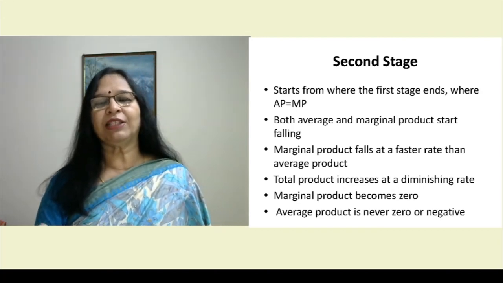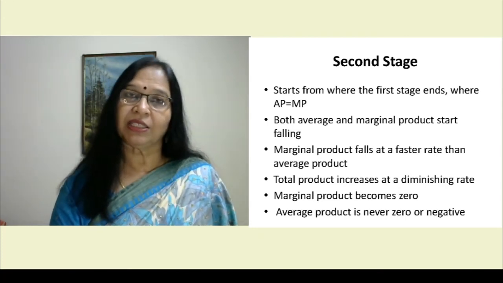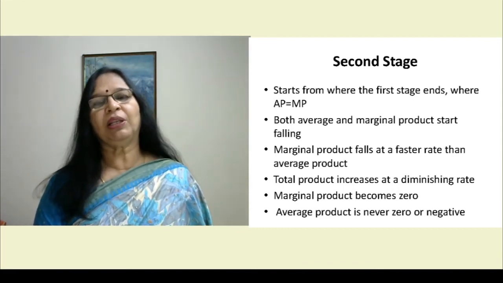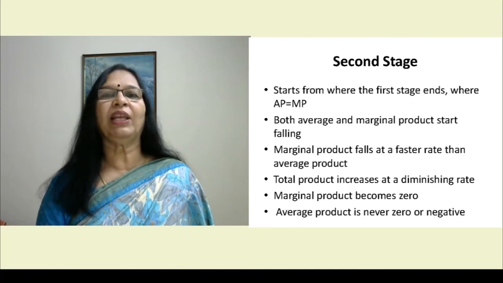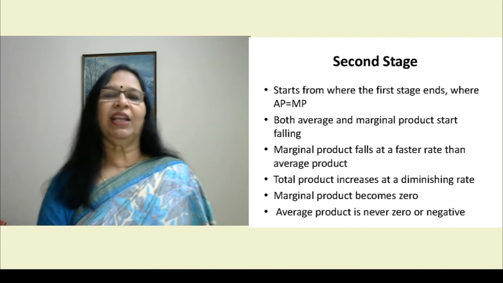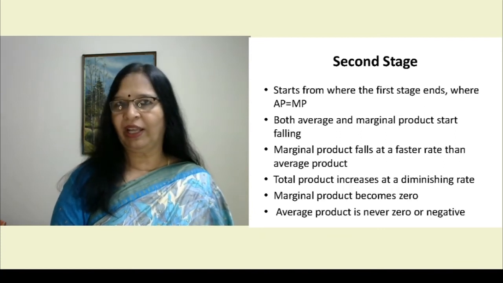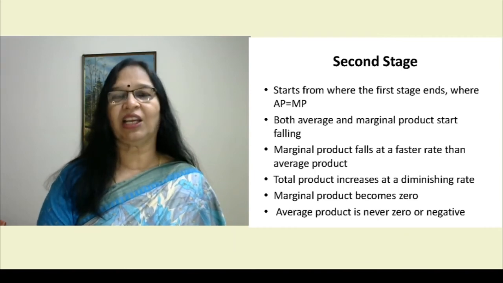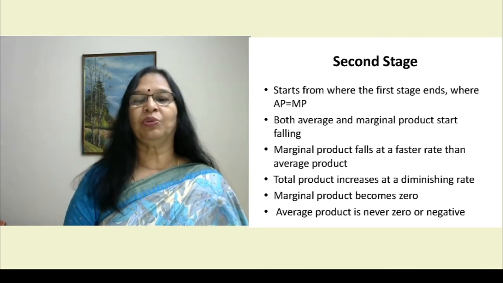After that, both average and marginal product start diminishing. Marginal product starts falling faster than the average product. But the total product continues to rise at this stage also, but only at a diminishing rate. And at this stage, the marginal product will become 0 and average product will never become 0 or negative. So you are finding the second stage. This is a very important stage in the study of the factors of production.